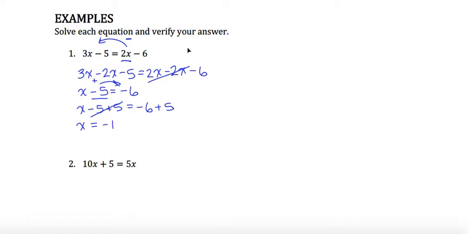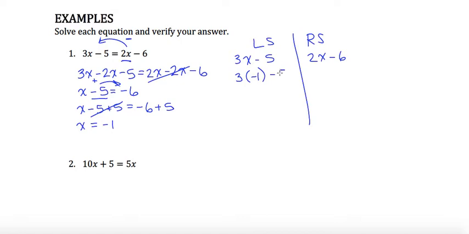Let's make sure that we've done that correctly by doing the left side, right side check. The left side of my equation is 3x minus 5, and the right side of my equation is 2x minus 6. The value that I got for x is negative 1, so I'm going to substitute in negative 1 where I see my x's. I'm going to first do the left-hand side, and then the right-hand side.